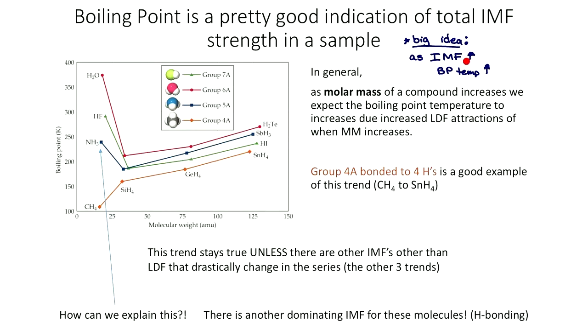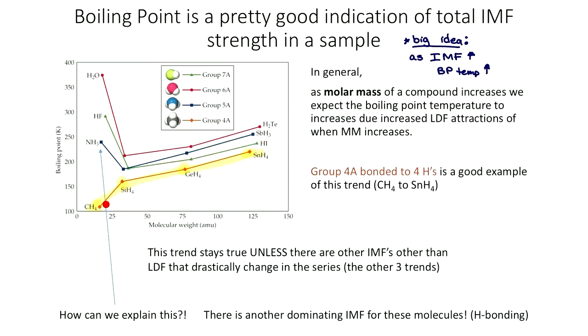As IMFs increase in a sample, usually what we see is a higher boiling point temperature. And we talked about molar mass a lot. Usually as the weight of something increases, IMFs increase, so boiling point temperature increases. This graph shows boiling point temperatures of different compounds in the same group. If we look here at carbon, silicon, germanium, tin, with hydrogens attached, this trend definitely follows that idea. As molar mass increases, boiling point temperature increases, because we get heavier as we go down.